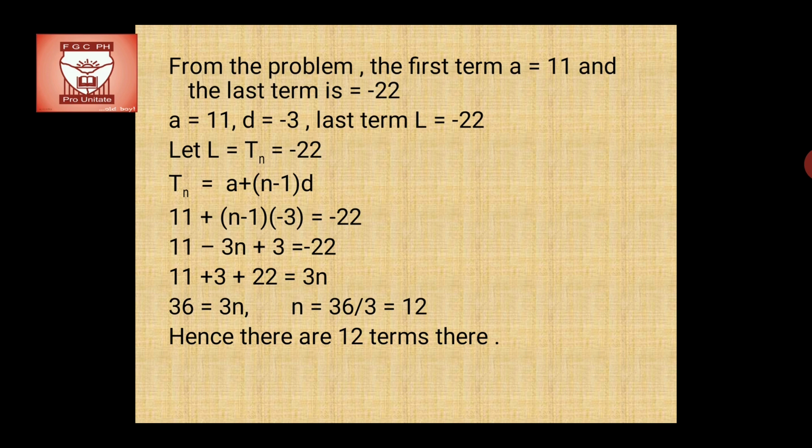Now when we simplify the left hand side, 11 plus 3 plus 22, that is 36. Now you can see it, 36 equals 3n. We divide both sides by the coefficient of n. When you do that, you have n equals 36 divided by 3, which is 12. Hence, there are 12 terms in the expression.